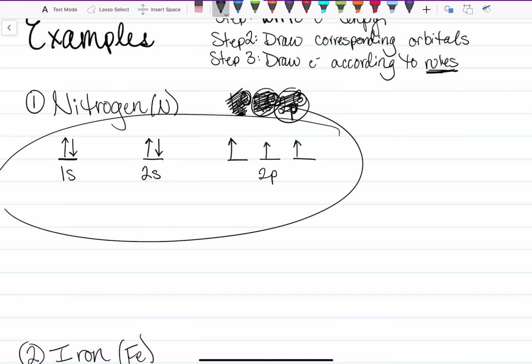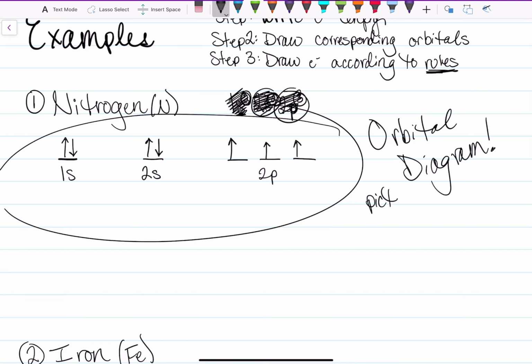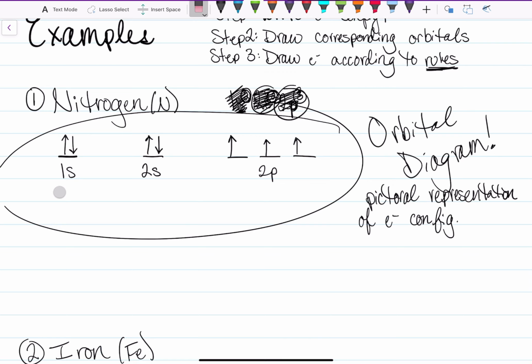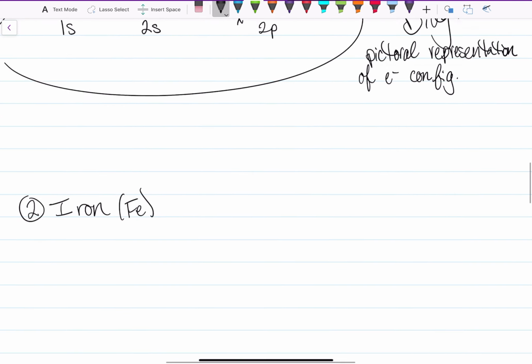So this part, this is an orbital diagram. All an orbital diagram really is, is a pictorial representation of electron configuration. What we're doing is we're showing specifically within these orbitals how many electrons there are and what their spins look like. So with nitrogen, we could be really specific and say, in this first 2p orbital that would technically be on the x-axis, there's only one electron and it's spinning this direction. So it just gives us a way to be really specific about those electrons.